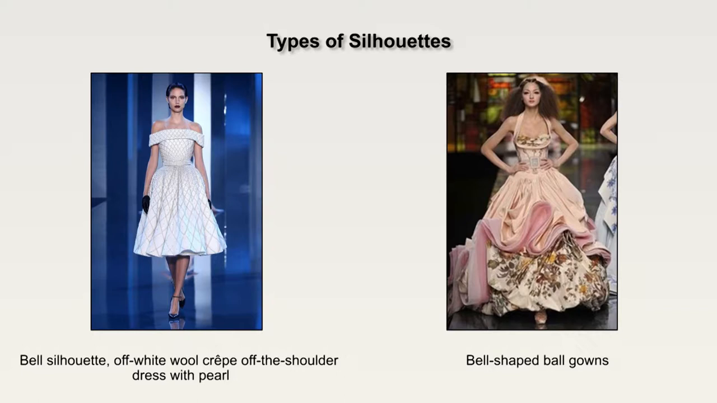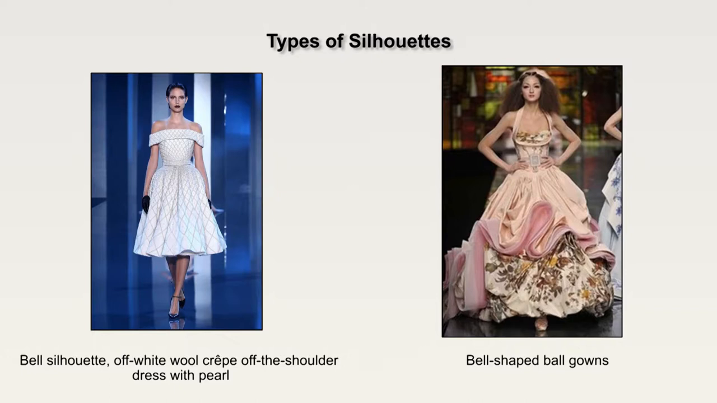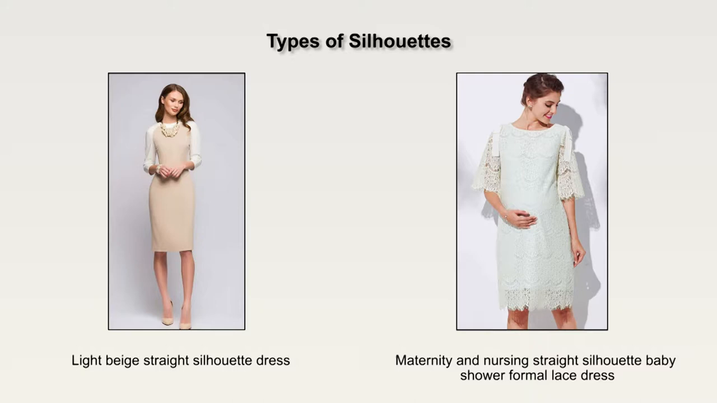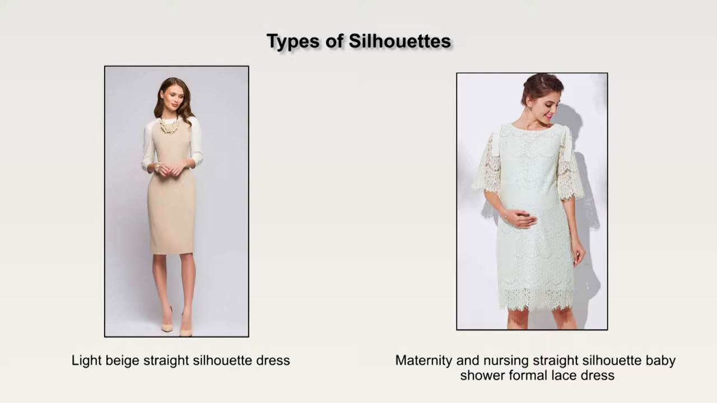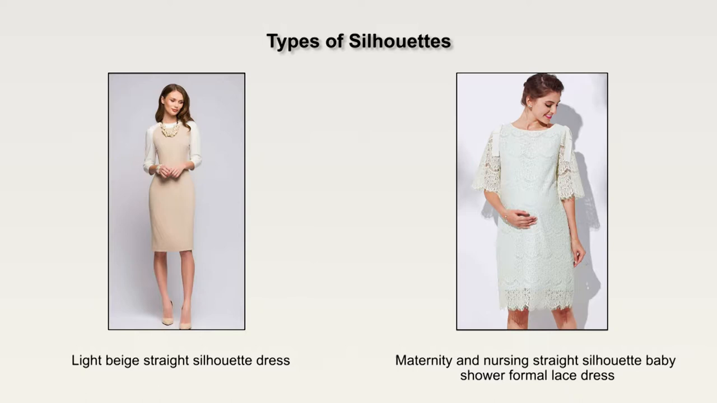On the left, we see an outfit with bell silhouette. It is an off-white wool crepe off-the-shoulder dress with pearl. On the right are bell-shaped ball gowns. On the left, we can see a light beige straight silhouette dress. On the right, we see a maternity and nursing straight silhouette baby shower formal lace dress. If you can recall what we learnt in Unit 1, straight silhouettes were a raging trend in the 1920s and were called flapper fashion.